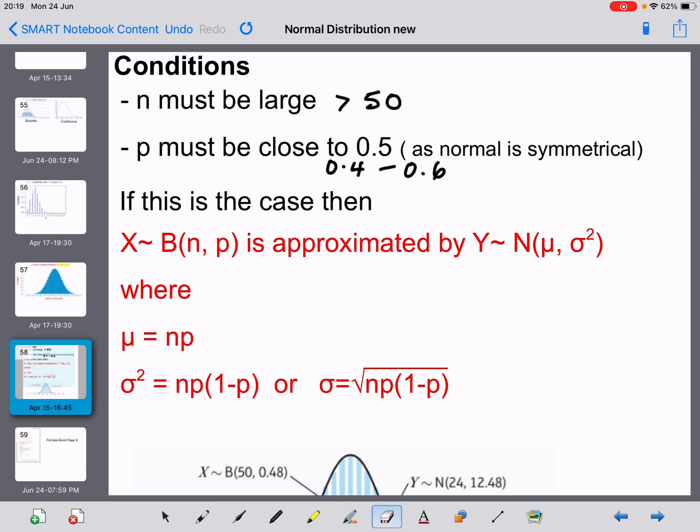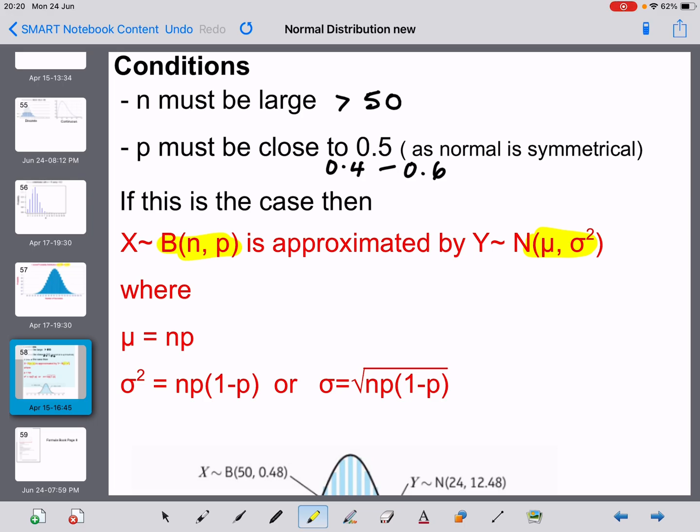Okay, so how do we do it? The first thing is the parameters are different. When you have a binomial distribution, you know the number of trials n, and you know the probability of success p. When you're using the normal distribution, you need to know the population mean and the variance, or the standard deviation. So how can we use the normal distribution CD function on our calculator if we've got number of trials and probability of success? Well, what we do is we can convert.